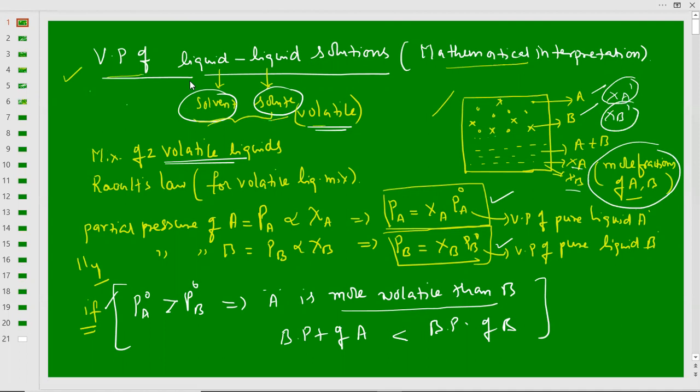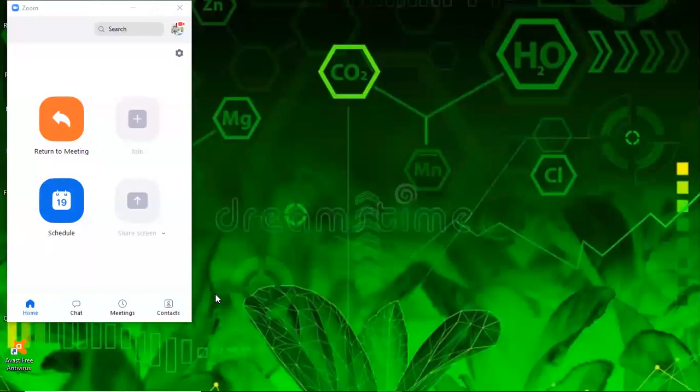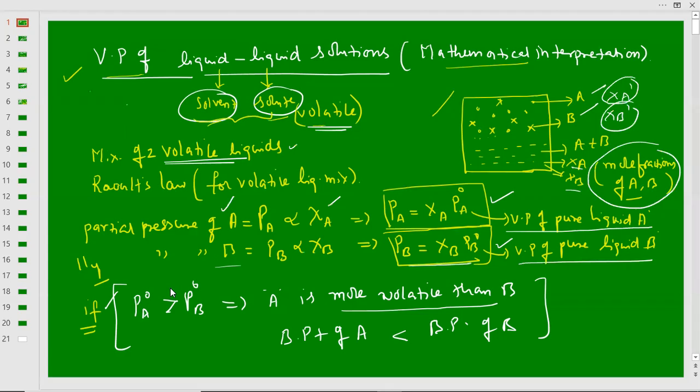And in this volatile liquid mixture, if you apply Raoult's law for A, partial pressure of A, then PA is proportional to XA. That is, PA is equal to XA into PA naught. This PA naught is the vapor pressure of pure liquid A. Similarly, if you apply the same for B, then PB is equal to XB into PB naught, where PB naught is the vapor pressure of pure liquid B. In this juncture, if PA naught is greater than PB naught, we can understand that A is said to be more volatile than B, and the boiling point of A is said to be lesser than B. That is the meaning of volatility comparison.